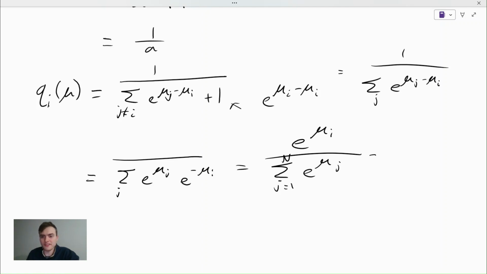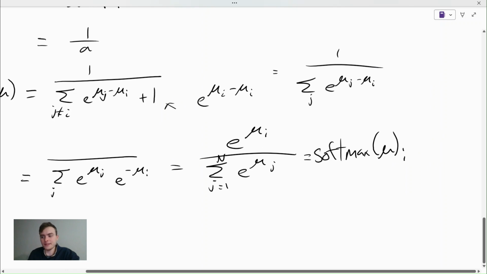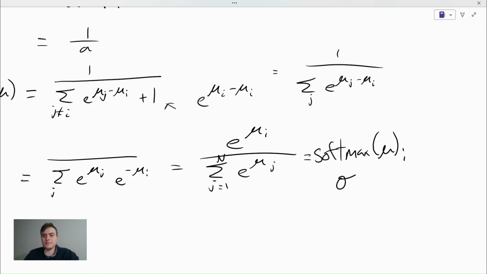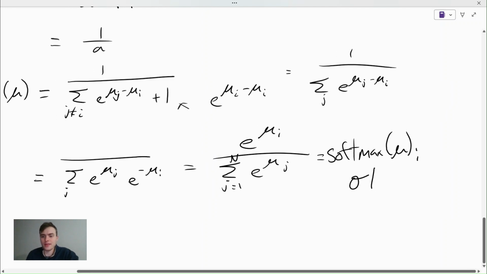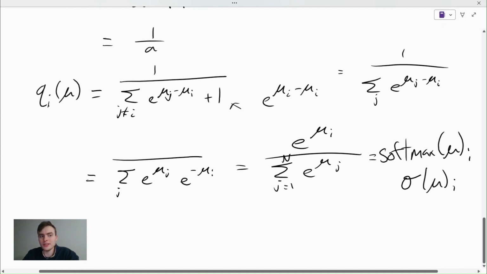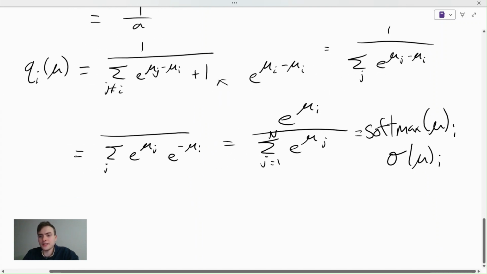this is called the softmax function, softmax of mu indexed at I. We also denote that by sigma of mu given I. So this function is pretty common in other data models.